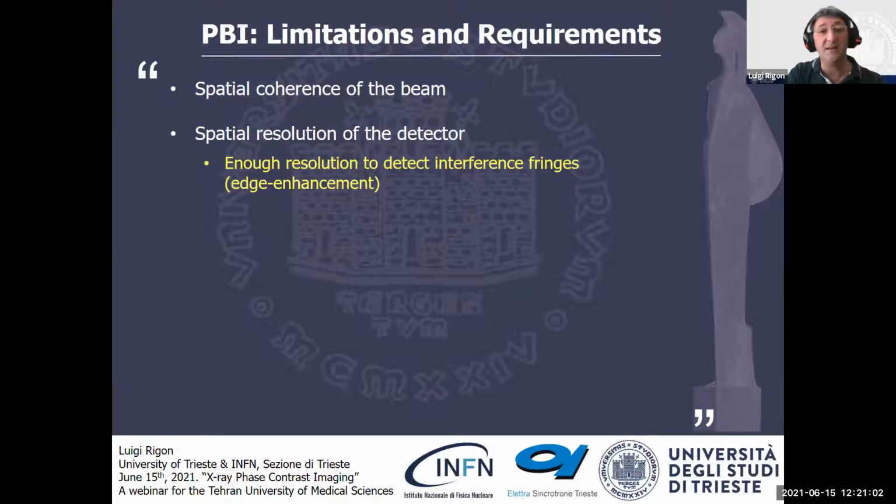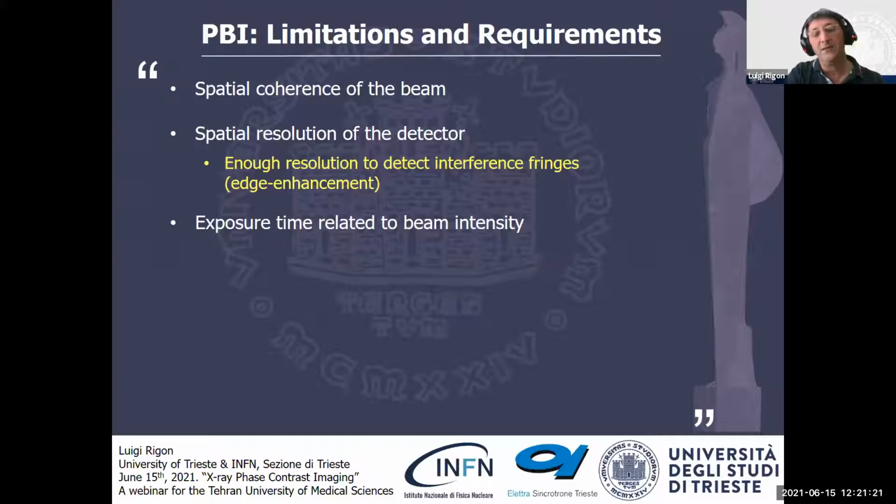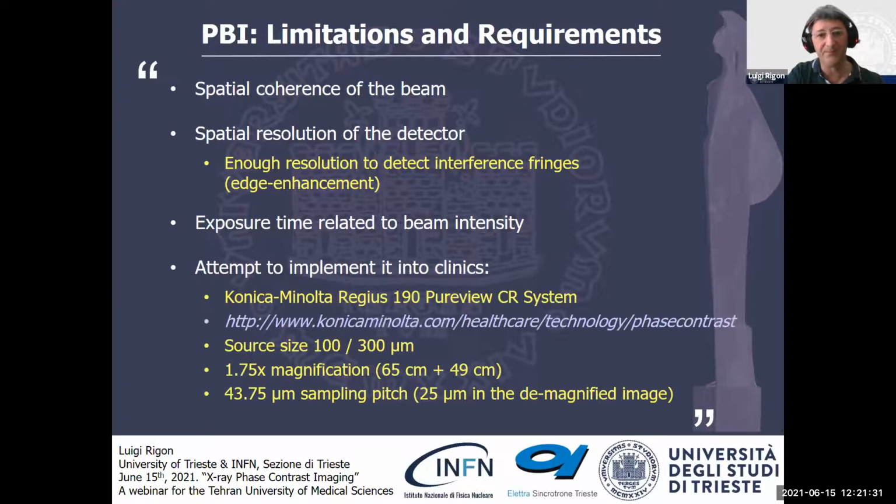You also need a high resolution of the detector because you need to detect this edge enhancement. And this can also be a problem in medical imaging because, as I mentioned earlier, high resolution typically means also high dose. And if you try to implement this in conventional sources, you also have a problem of exposure time, because if your source is not bright enough, the exposure time can be long.